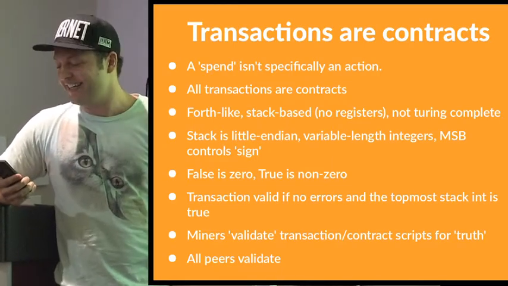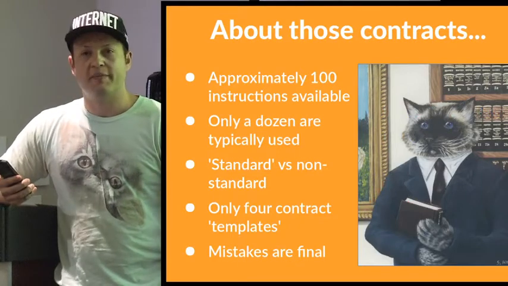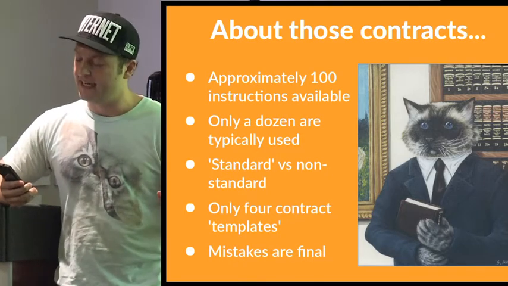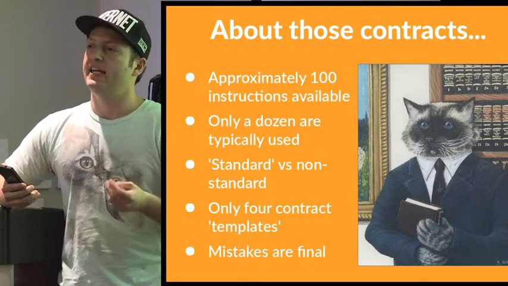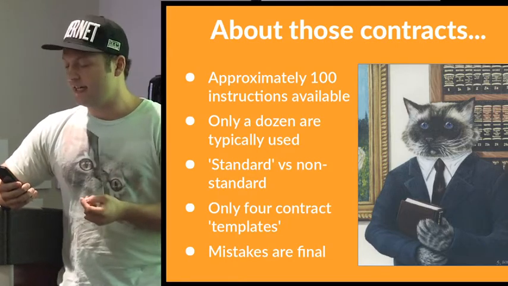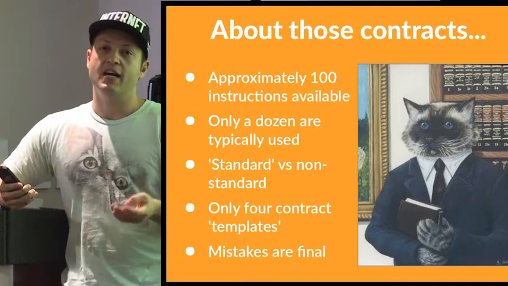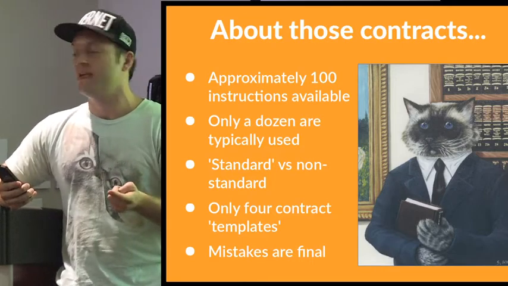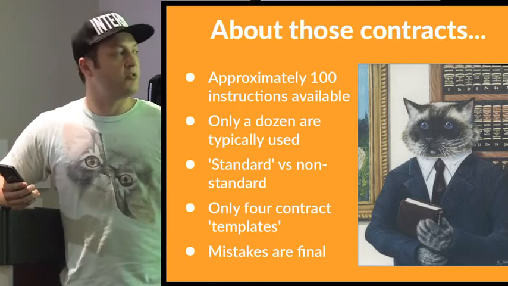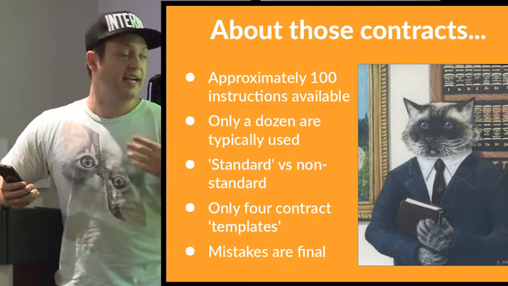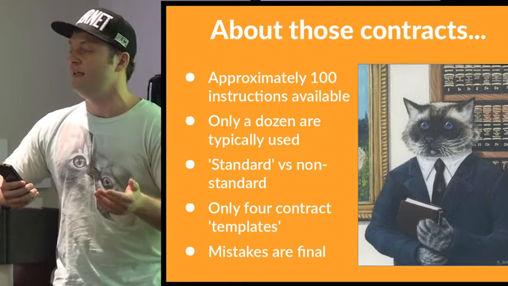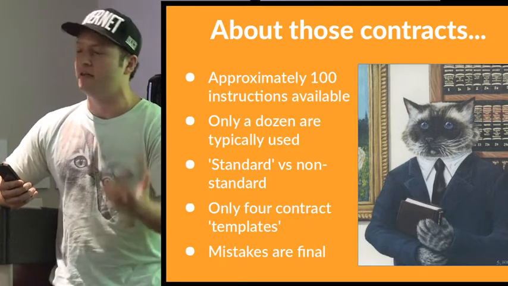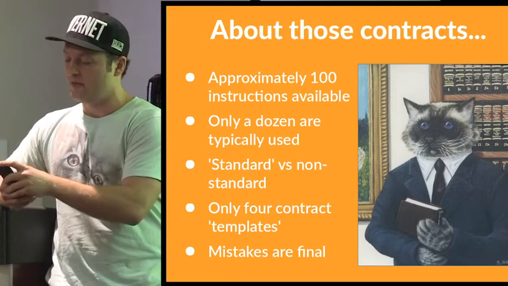About those contracts, there are about 100 instructions available. Only a dozen or so are typically used. A lot of them are reserved instructions, which is very frustrating if you're trying to do something groundbreaking right now. It's mostly for security precautions. The language defines this notion of standard and non-standard contracts. There are about four contract templates that are standard. Of those four, three are single spends, just the notion earlier, one-to-one person via check. One of those templates is a multi-sig transaction. If anybody wants to play with these, it's great, but keep in mind the stakes are final. There are a lot of people who have sent money to the null address saying they've lost that money. And some actual protocols, like Counterparty, I think, require that feature of burning money in order to gain money or prove stake in some other language, which is kind of cool.